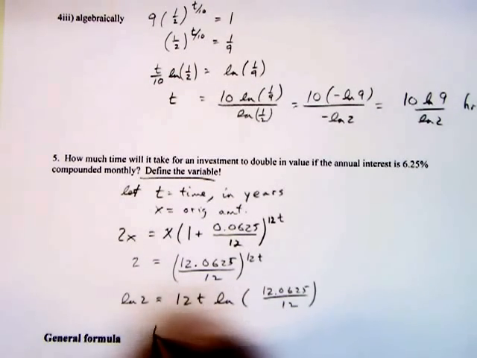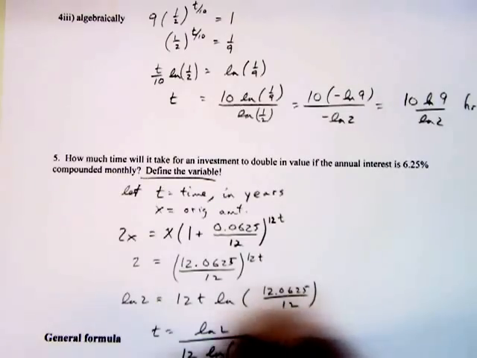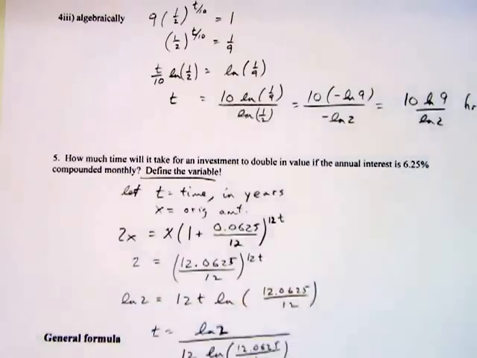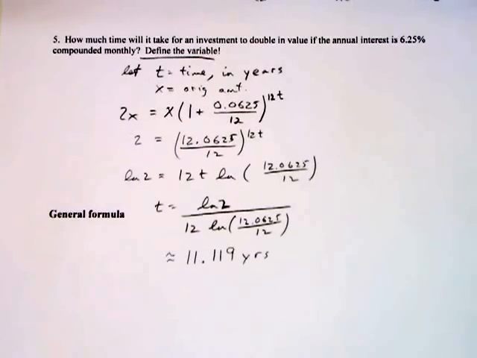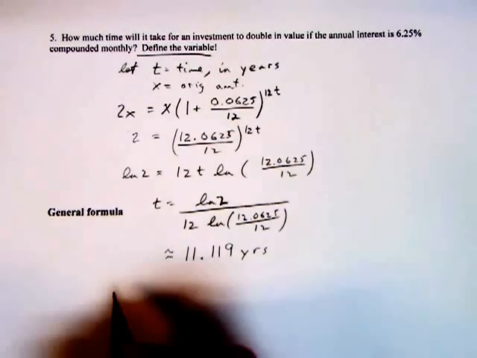So then t is the ln of 2 divided by 12 times the ln of 1 plus 0.0625 divided by 12. Now what I want you to do right now is take out your calculator and actually do this calculation. Make sure that you get the exact same value that I get. This is approximately 11.119 years. If you have any question on that, if you're getting a different number, ask in class and we can go over that.